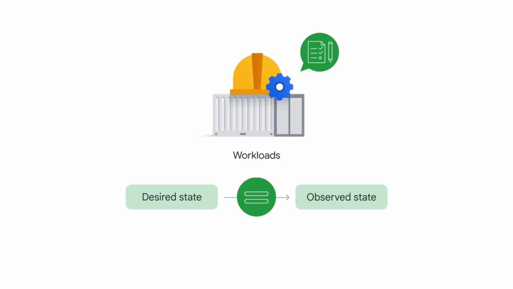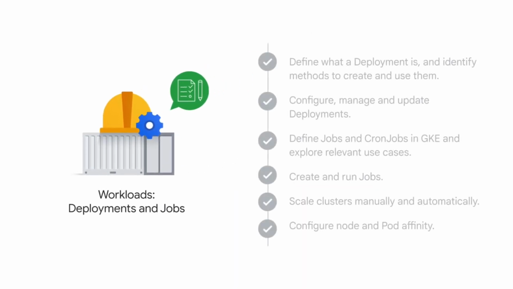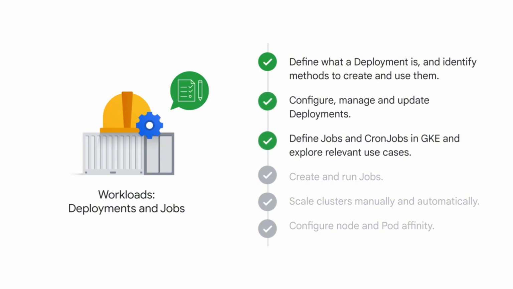to match that state. So in the first section of this course, titled Workloads, Deployments, and Jobs, you'll learn to define what a deployment is and identify methods to create and use them, configure, manage, and update deployments, define jobs and cron jobs in GKE and explore relevant use cases, create and run jobs, scale clusters manually and automatically, and configure node and pod affinity.